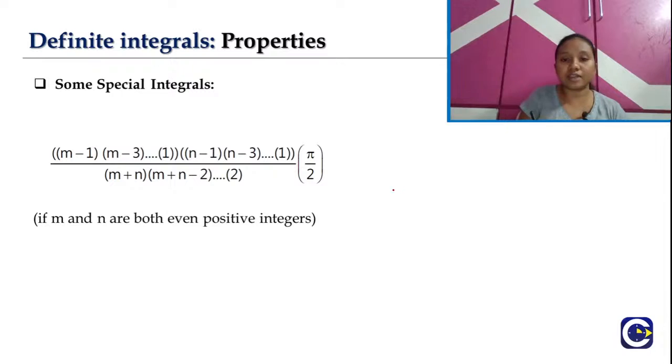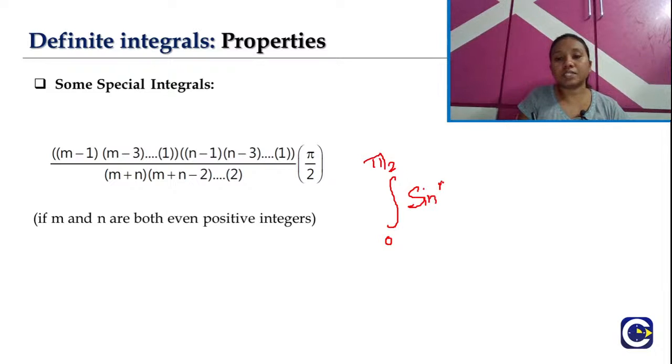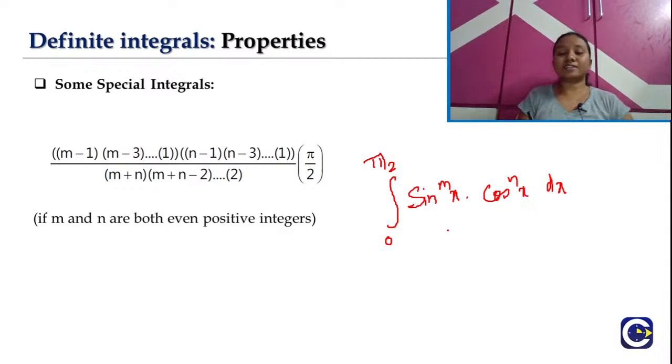So what is our standard integral format? Limits 0 to pi by 2, and the function will be sin power m x into cos power n x dx. So this is my case 2 for the gamma function, where both m and n values are even positive integers. Initially what we have done, the same will be done here. That means the numerator and denominator will be in the same format.